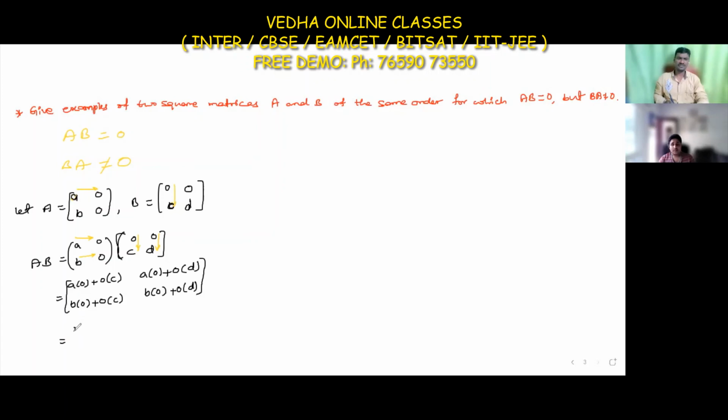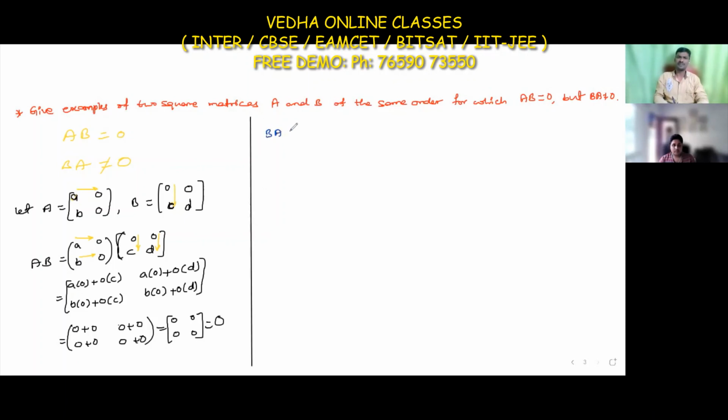So a into 0 is 0, plus 0, plus 0, plus 0. Here 0 into c is 0, 0 into b is 0, 0 into d is also 0. All are zeros, which means it is a null matrix. So here AB is 0. Now find BA.